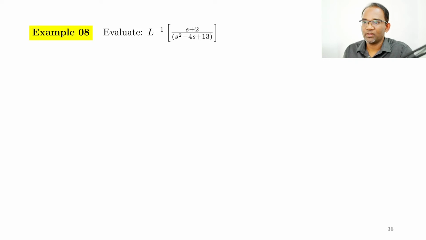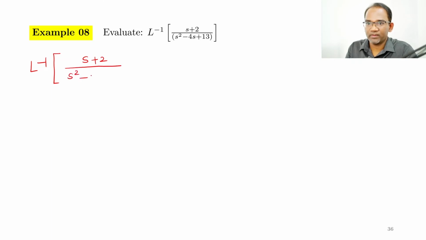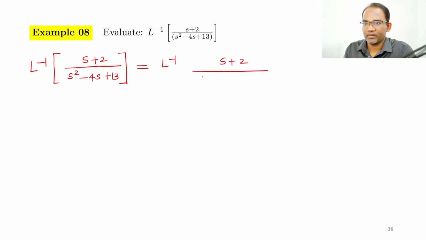Evaluate L inverse of (s plus 2) over (s square minus 4s plus 13). So we'll write L inverse of (s plus 2) over (s square minus 4s plus 13) as equal to L inverse of (s plus 2) over (s minus 2) the whole square plus 9.